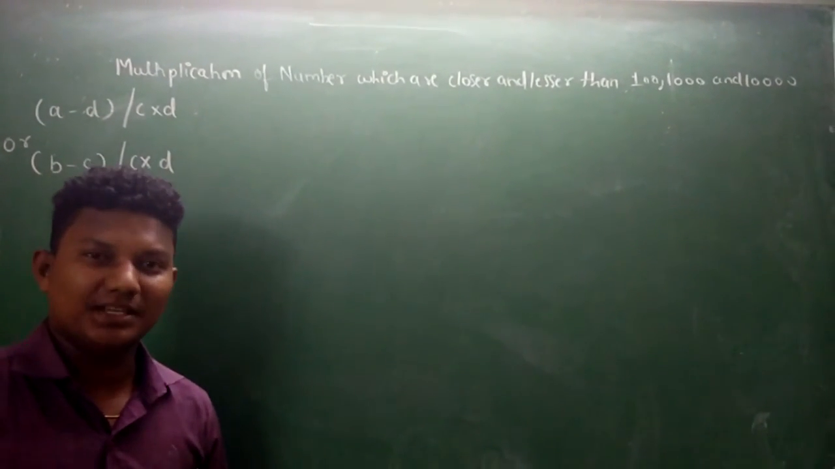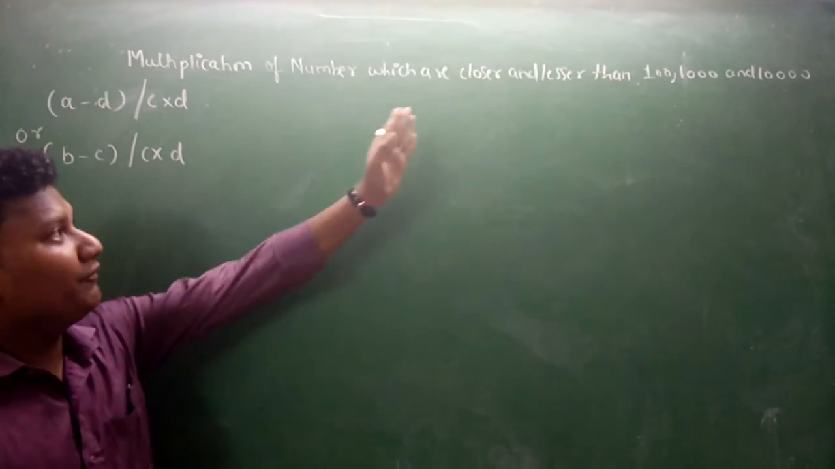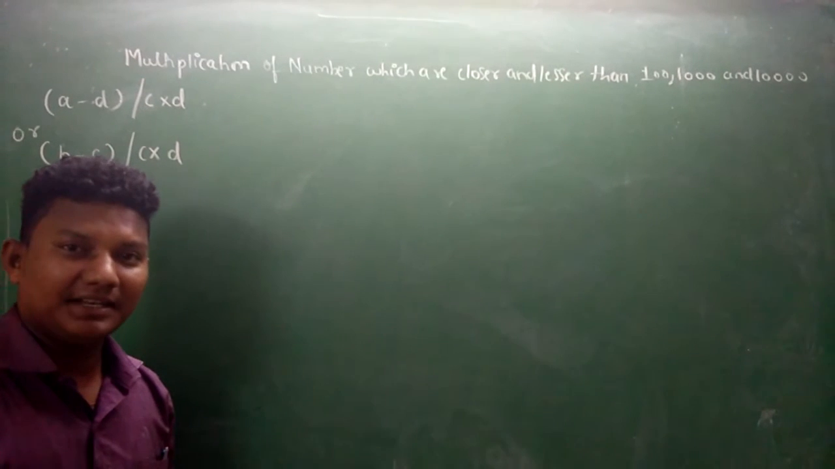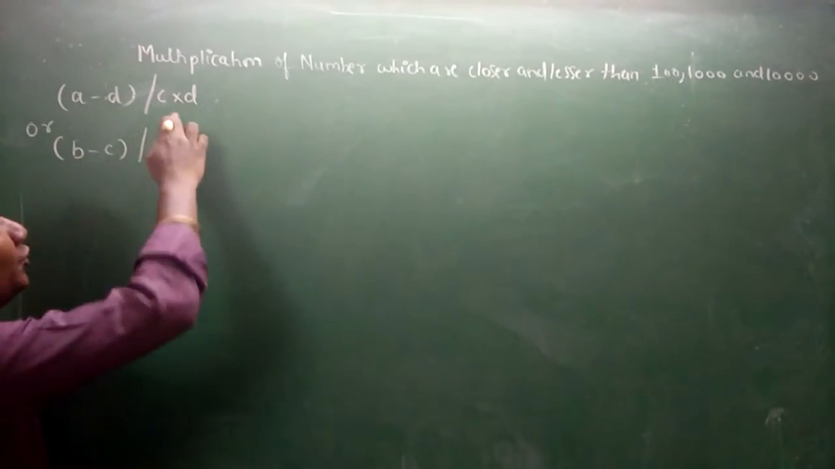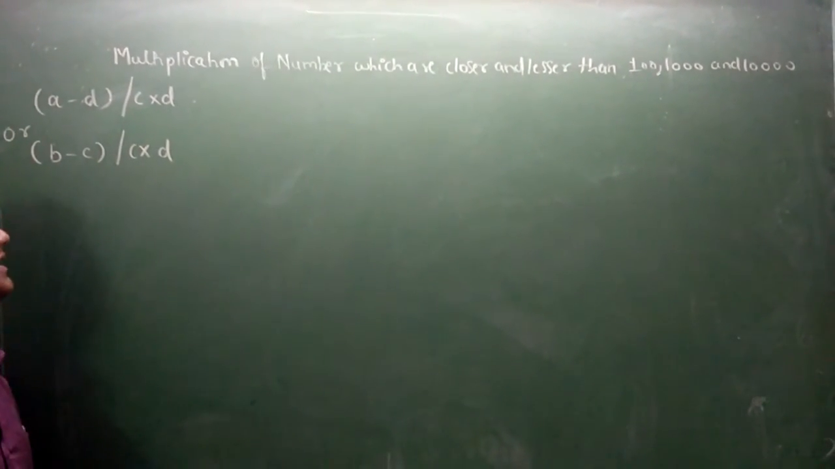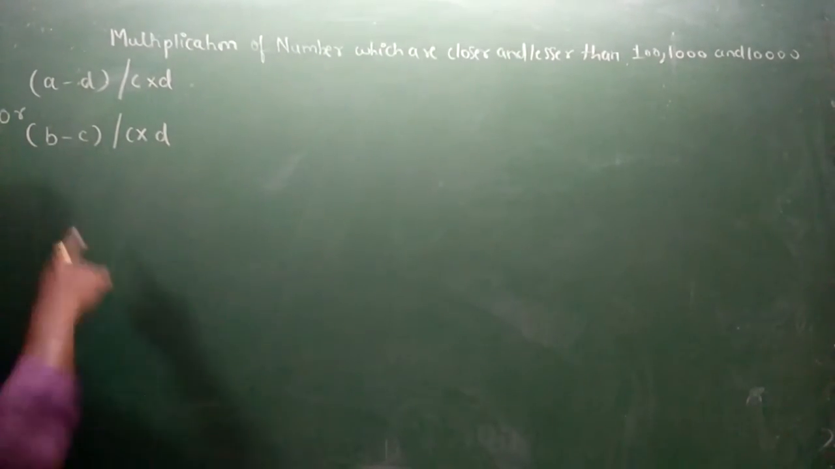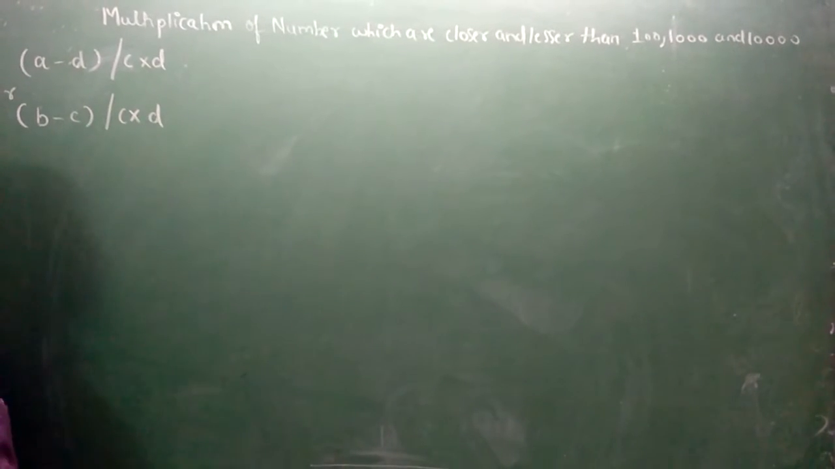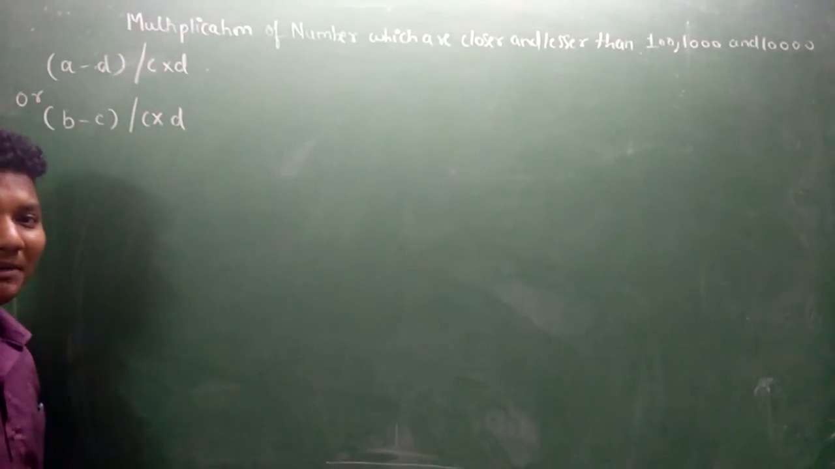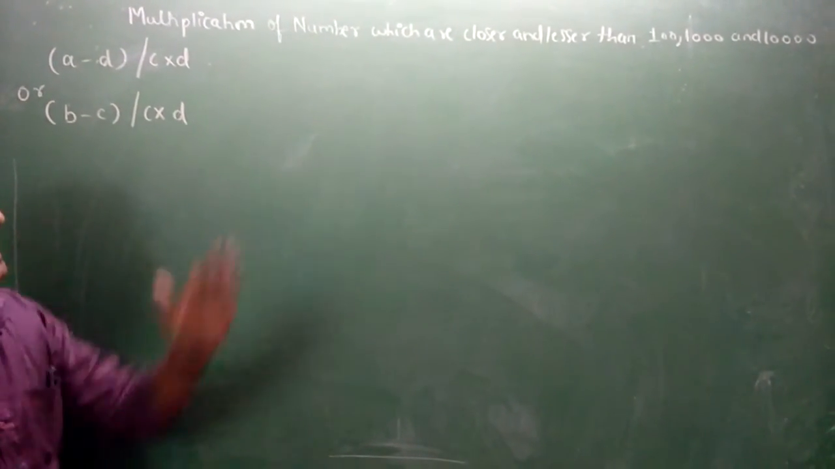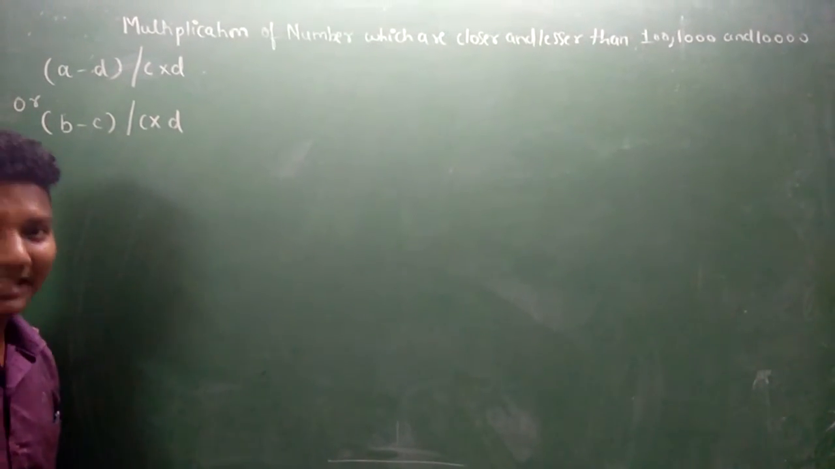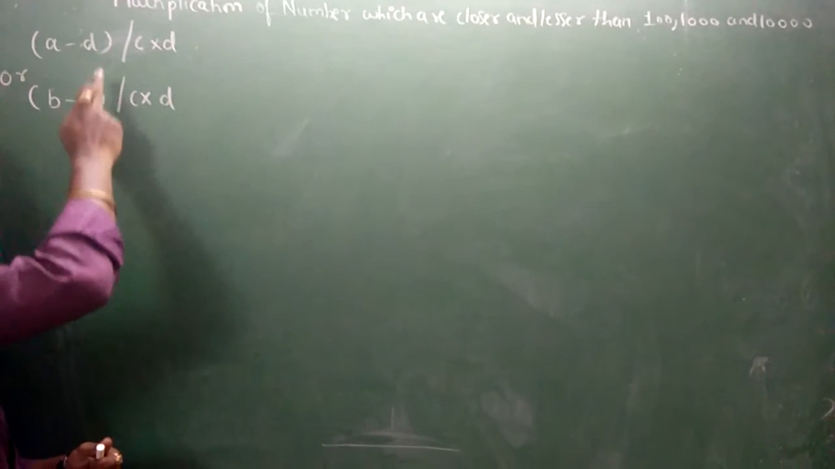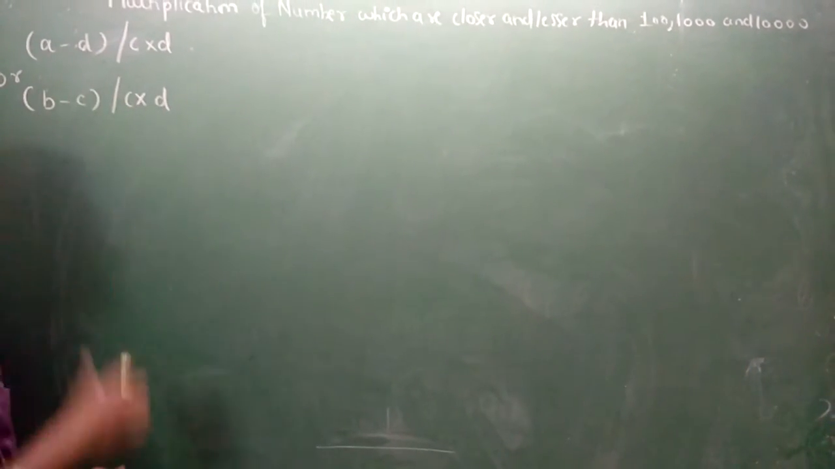Today we're going to see how to multiply numbers which are closer to and lesser than 100, 1000 and 10,000. There are two formulas. One is (a minus d)/(c into d)... and the second one is (b minus c)/(c into d). So there are two formulas from which we can find the multiplication of numbers closer to and lesser than 100, 1000 and 10,000. It is up to you: if you want to apply either formula you can. In both cases you will get the same answer.